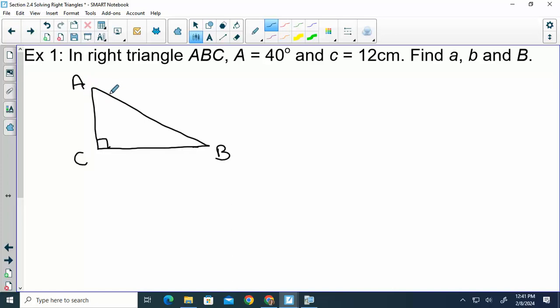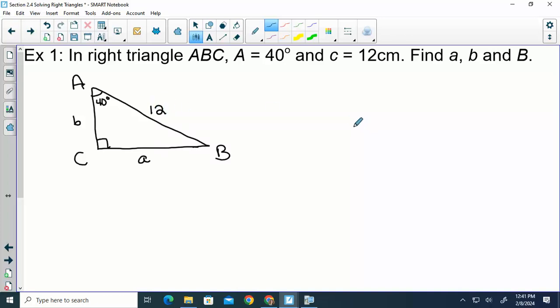Okay, angle A is 40 degrees. One problem I noticed on the quiz, a few of you were flipping, not putting your sides in the correct spot. Remember, side A is across from angle A. Side B goes across from angle B. And it told me that my side C was 12.